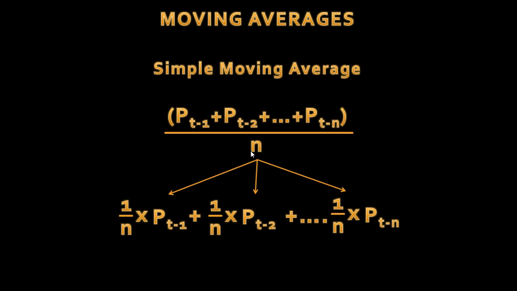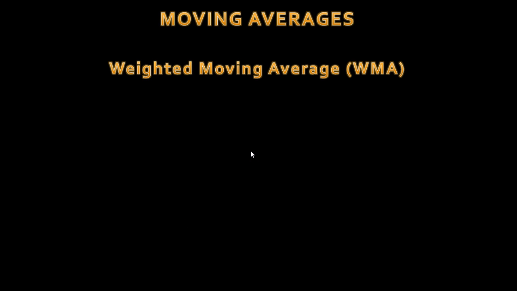Now moving averages can be used either in conjunction with the price trend or in conjunction with one another. They can also be used to determine support and resistance. We'll see this application in later slides. Now let's look at some other types of moving averages first. The next type of moving average is a weighted moving average.